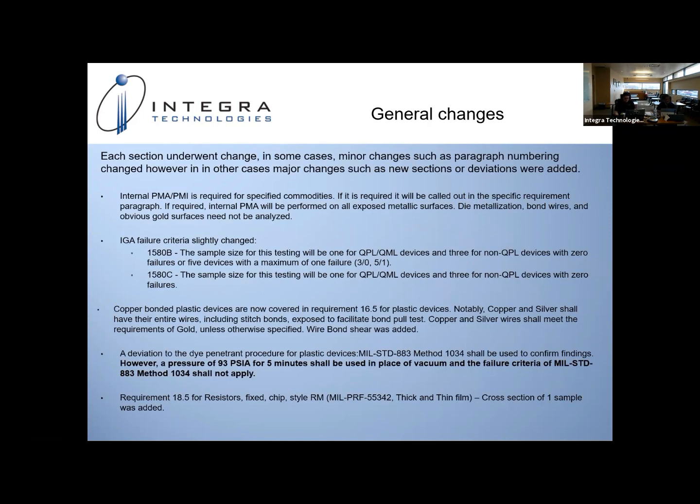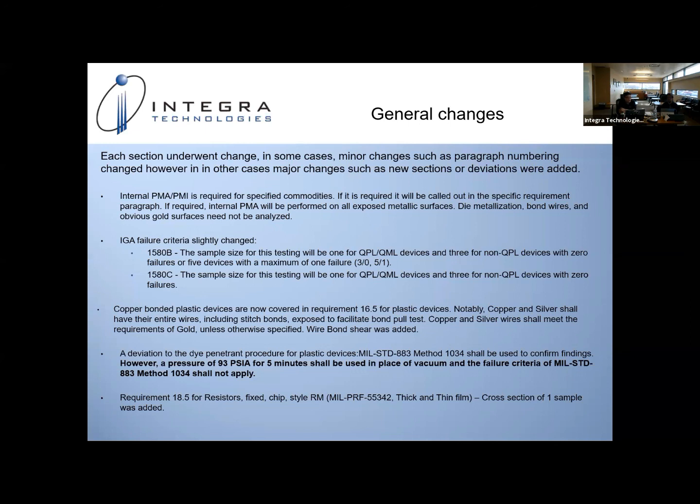So Sultan spoke, he mentioned some nuances with 1580. There are some nuances, but there's also some good stuff that came out of it and some good clarifications. We will be working on further clarifications that will just make this standard more robust and more usable to folks like us. In general, each section underwent some type of change. It may be as minor as a paragraph number change, or it may be as complex as adding a whole new section. I really strongly recommend that you folks go out and look at Rev C because there's some good stuff in it. For one, internal PMA, PMI.